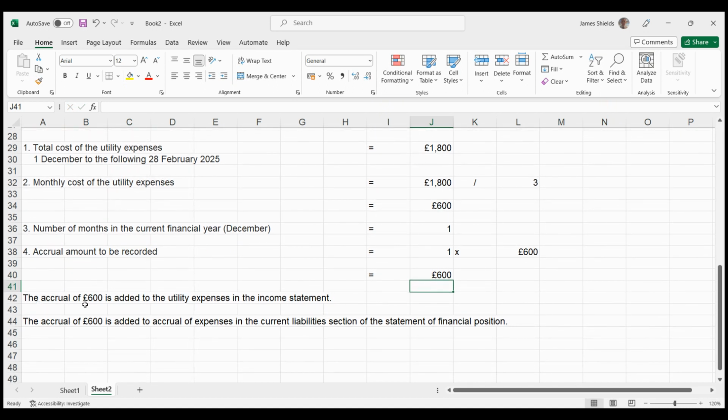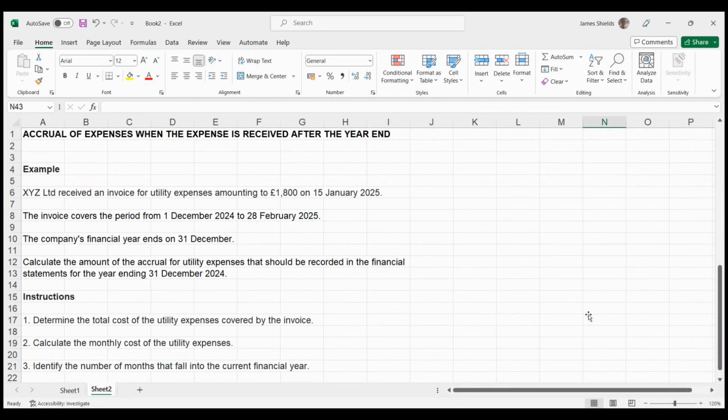Now, the accrual of £600 is added to the utility expenses in the income statement, and the accrual of £600 is added to the accrual of expenses in the current liabilities section of the statement of financial position. So that's a short video on the accrual of expenses when expenses are received after the year ends.